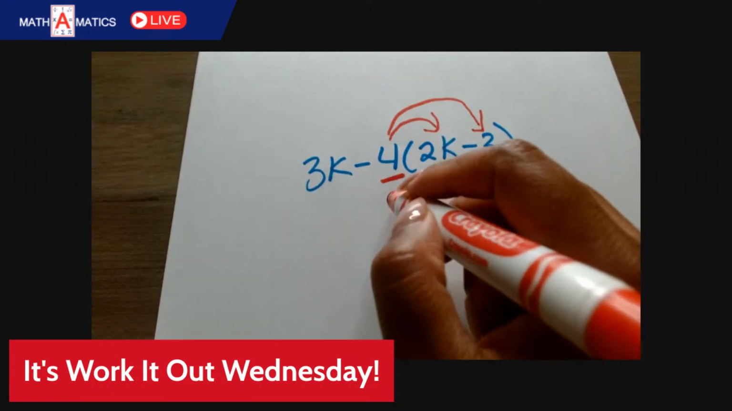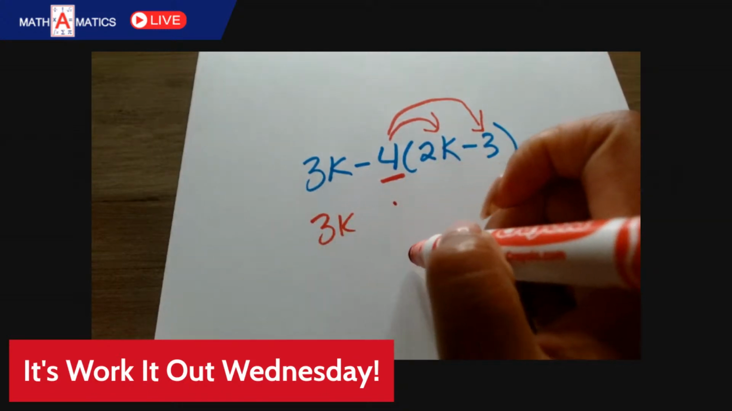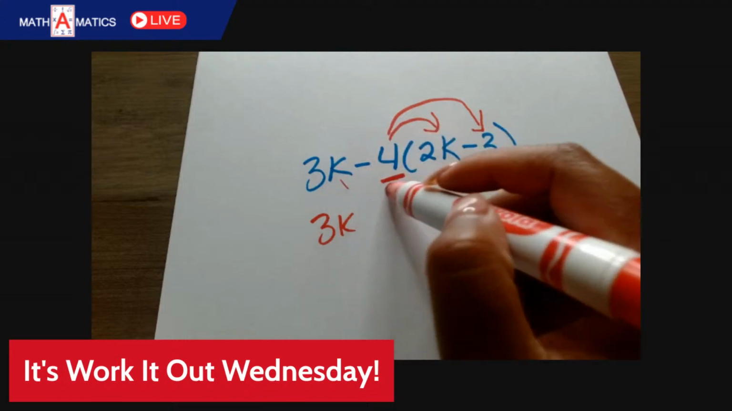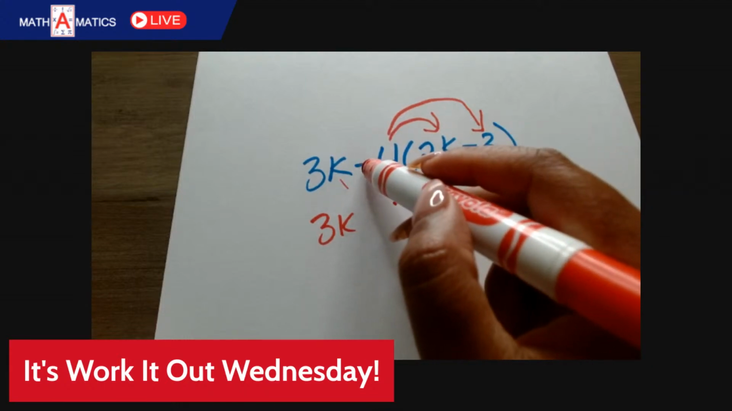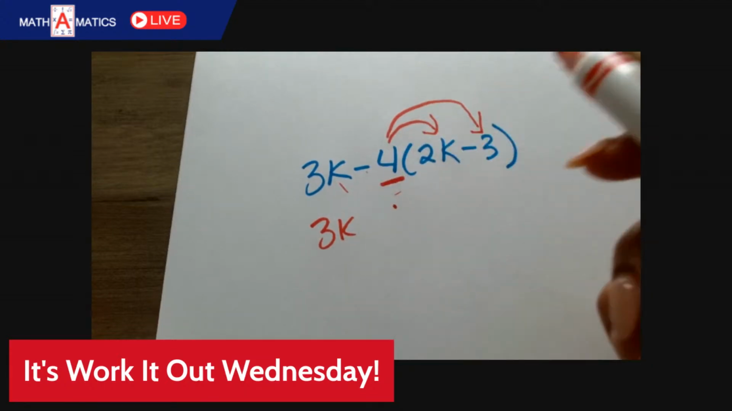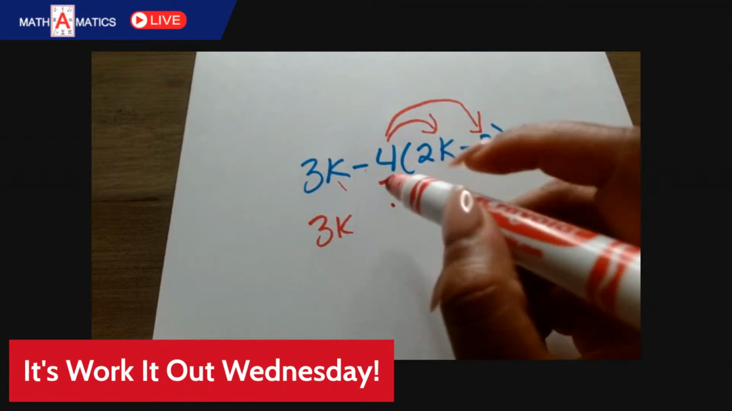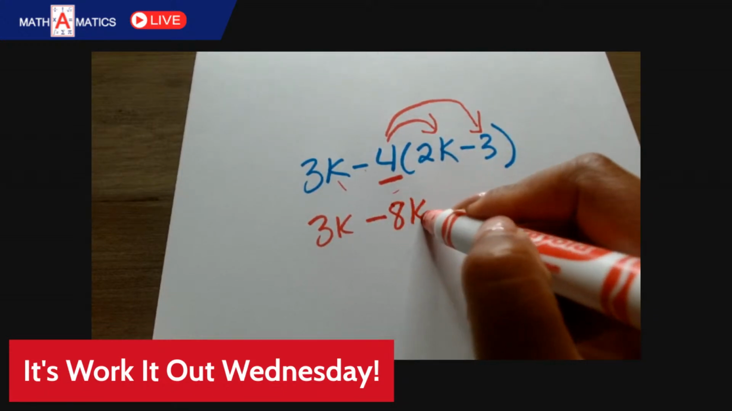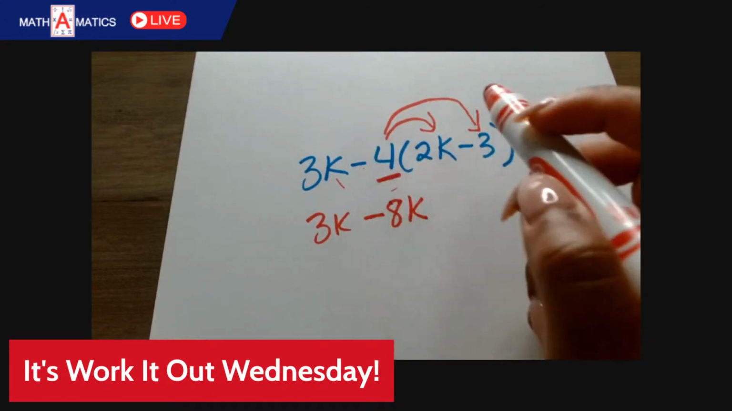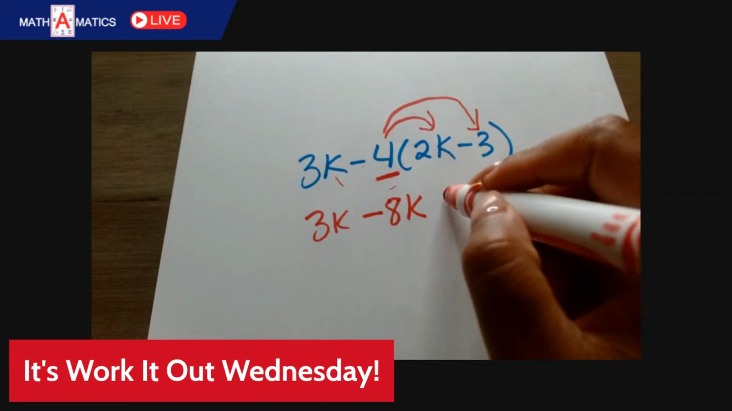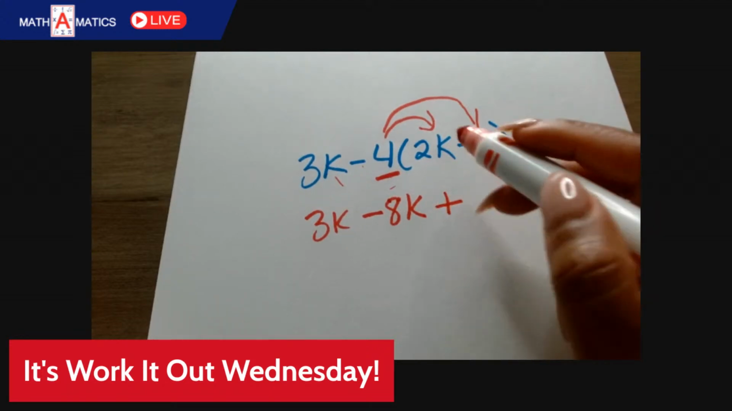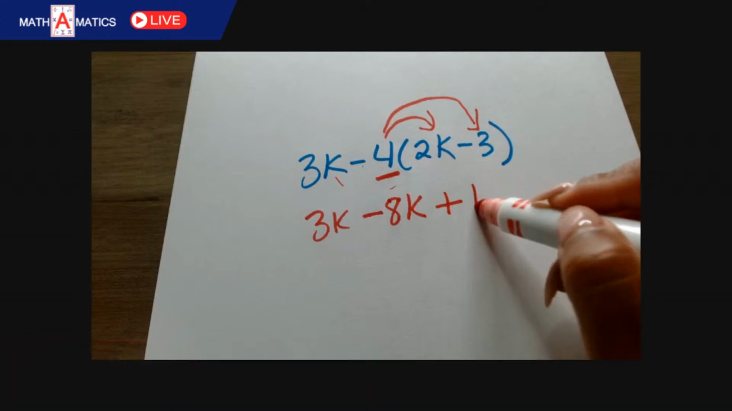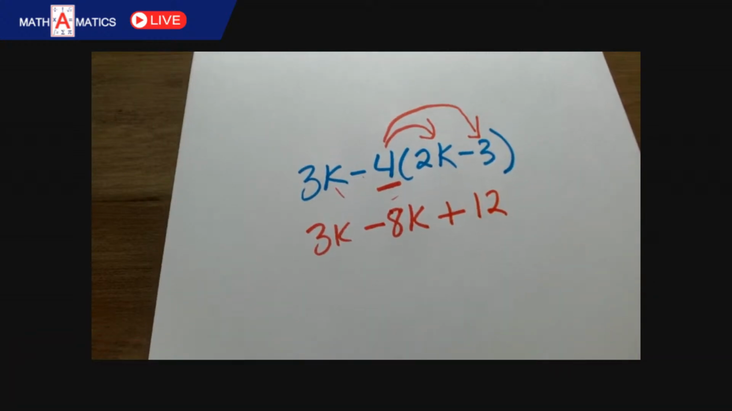So I like to just rewrite what we originally have. And we're going to treat this 4 like it's a -4 because it has that minus sign. It takes on that 4. So that -4 times 2k gives us a minus 8k. And then since it's a negative times a negative, that gives us a positive. So 4 times 3 gives us 12. And so we're going to continue.